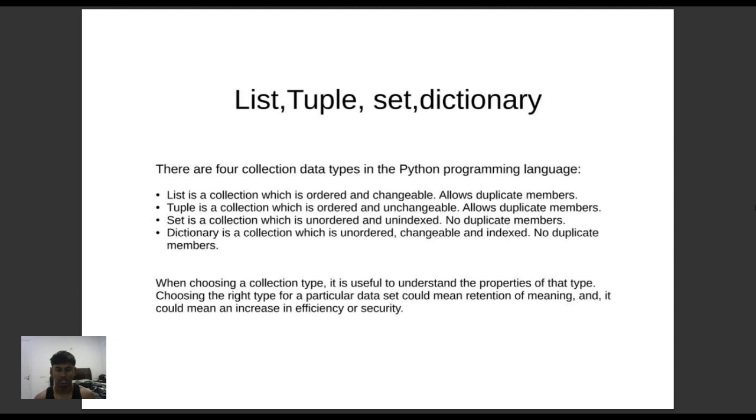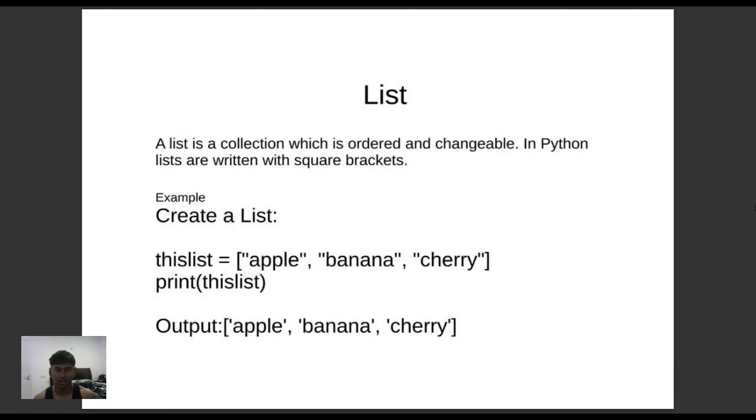When choosing a collection type, it is useful to understand the properties of that type. Choosing the right type for a particular data set could mean retention of meaning, and it could mean an increase in efficiency or security. List. A list is a collection which is ordered and changeable. In Python, lists are written with square brackets.